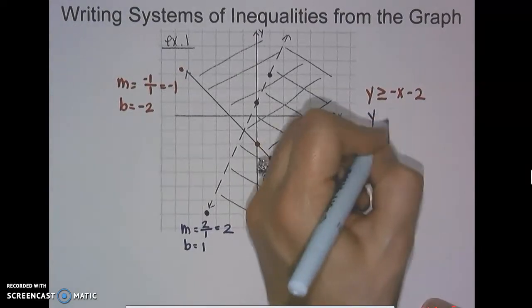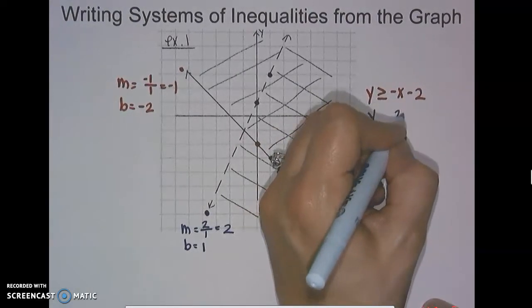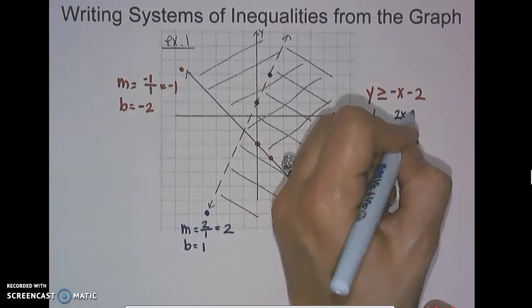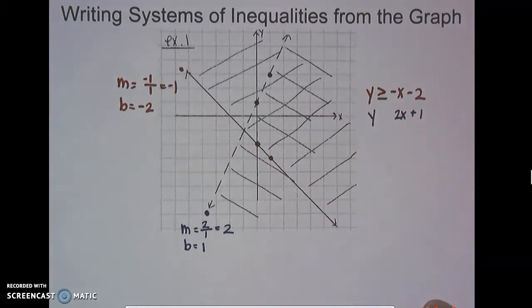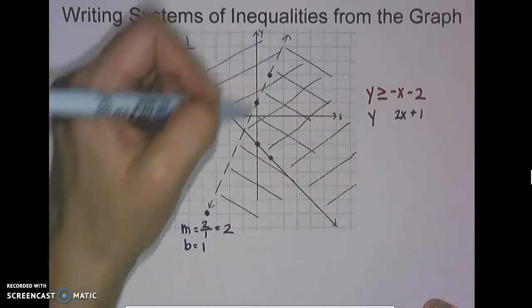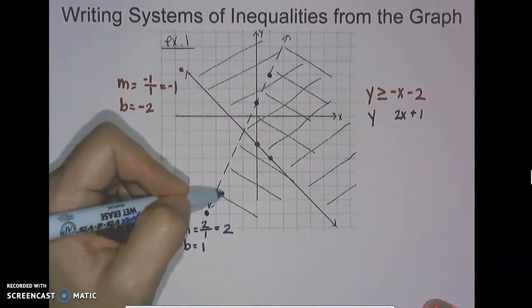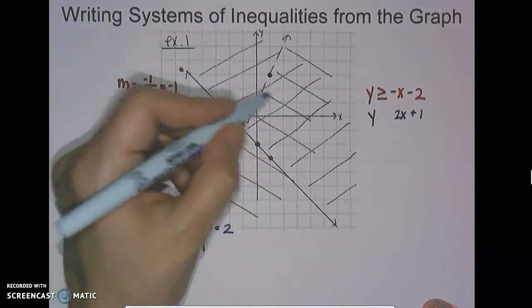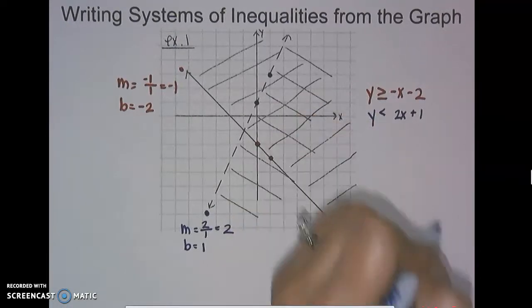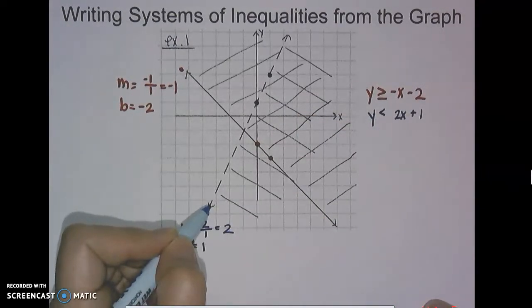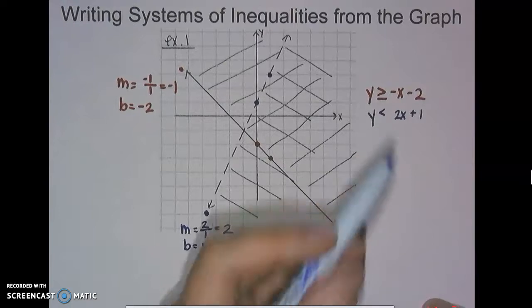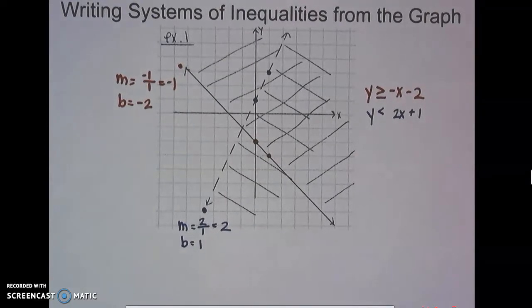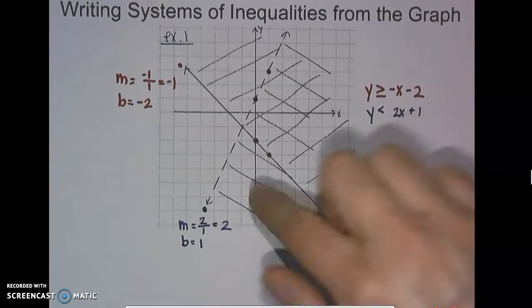So we're going to have y, we're going to leave space for our symbol, equals mx plus b. And then we're looking for the symbol. So if we're looking at this line, we're shading below that line, which means it's going to be less than. Since it's a dashed line, we don't need the equal to piece, and so that is your answer. This is the system of inequalities that produced this graph.